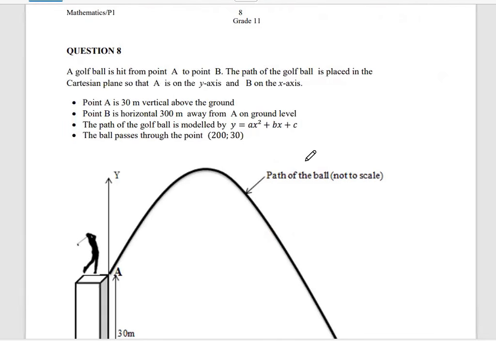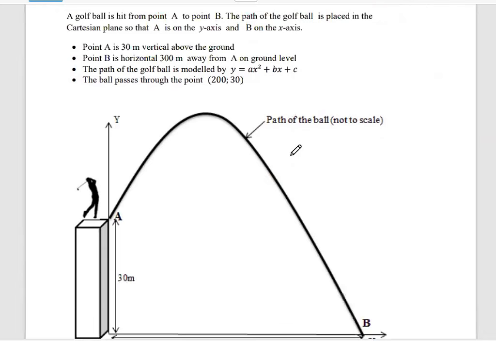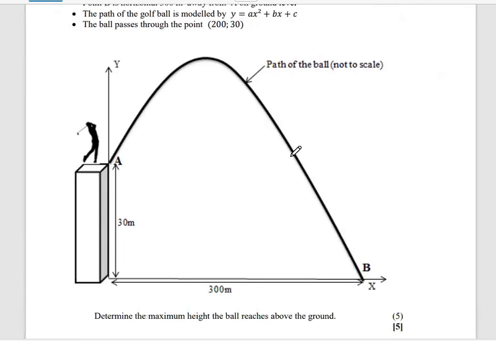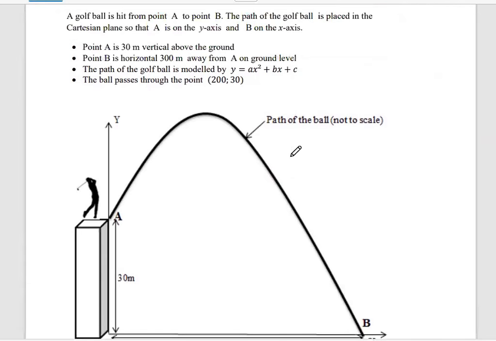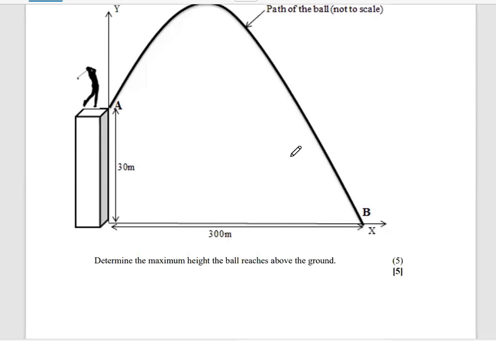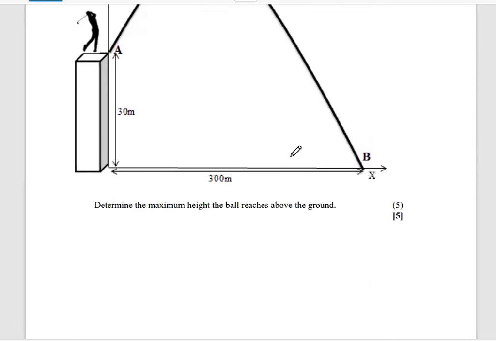Question 8. A golf ball is hit from point A to point B, and the path of the golf ball is placed in the Cartesian plane so that A is on the y-axis and B is on the x-axis. Point A is 30 meters above the ground, point B is 300. The path is modeled using a parabola. The ball passes through 230. Determine the maximum height that is reached by the ball.